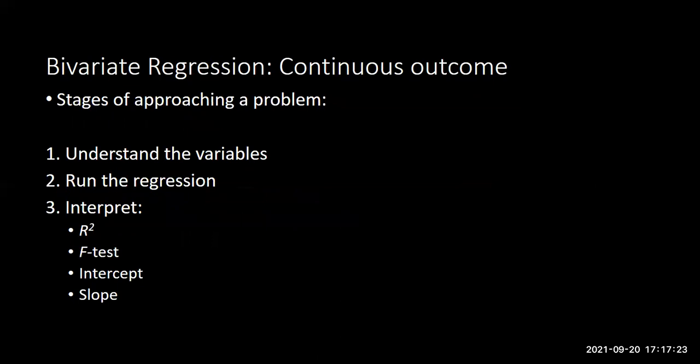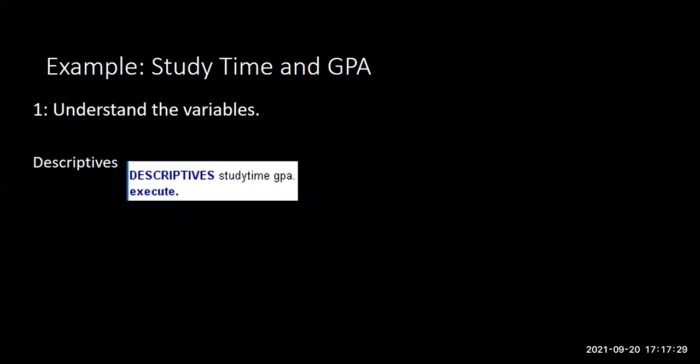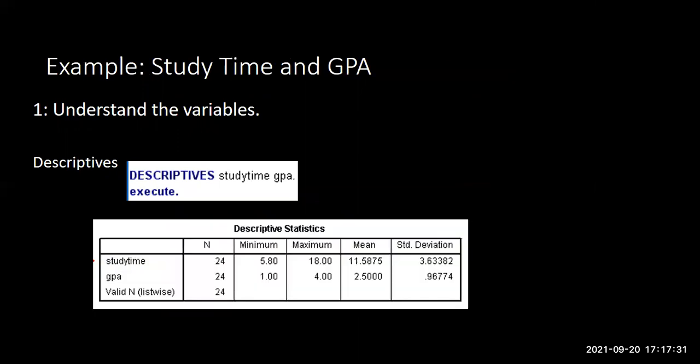So the first thing we want to do is understand these variables. Then we'll run the model. Then we'll do these interpretations. To understand the variables, I've run some descriptive statistics. You see I have 24 people. I have a mean of 11 on study time. I have a mean of GPA of 2.5.